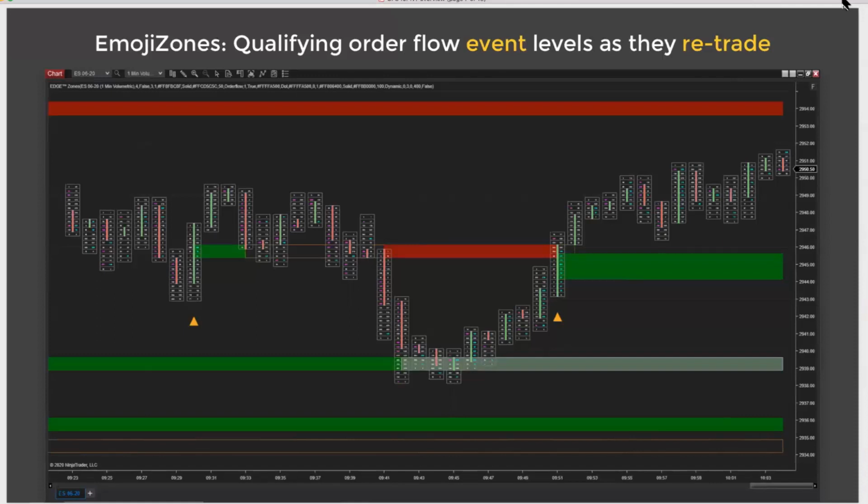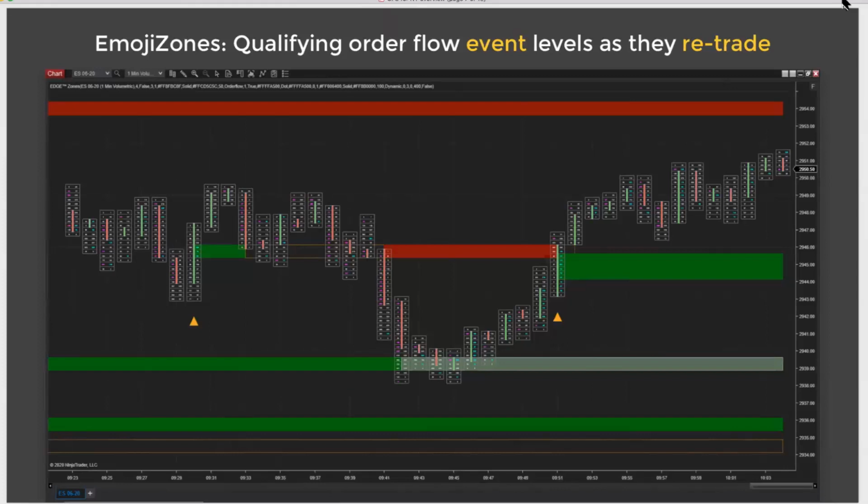So here we're illustrating emoji zones. This is applied to the edge zone indicator, which is all about aggression. So what you can see is when we have a new event within a bar, so this bar at around 9:30 on the left-hand side with the orange triangle, is showing we've got new demand. We have got aggressive traders entering the market. So we project this solid green zone out to represent where the aggression has occurred.